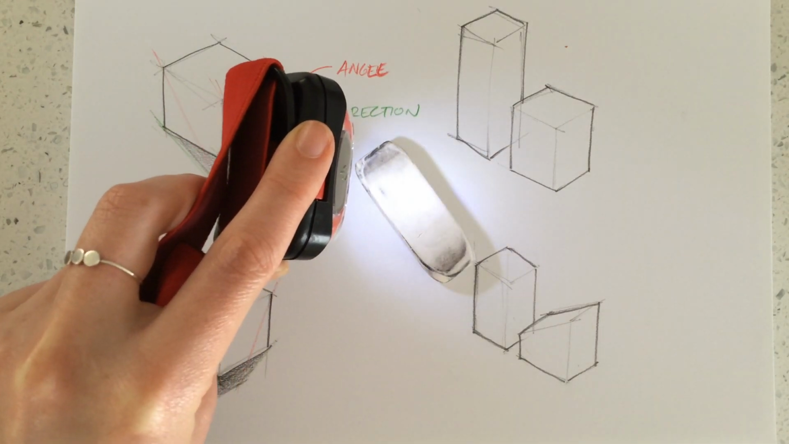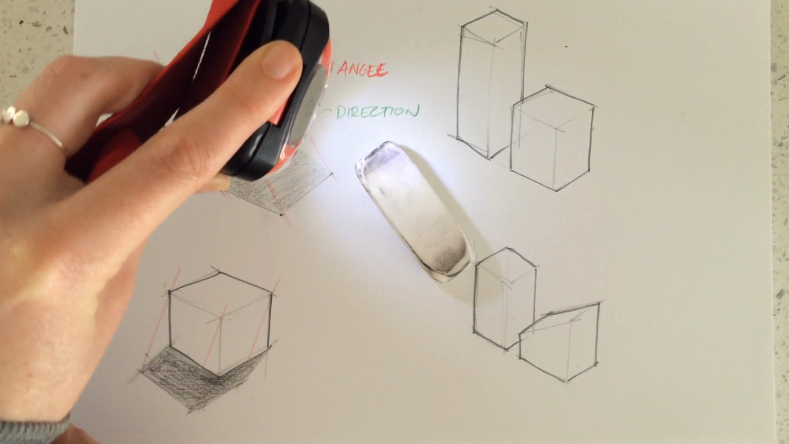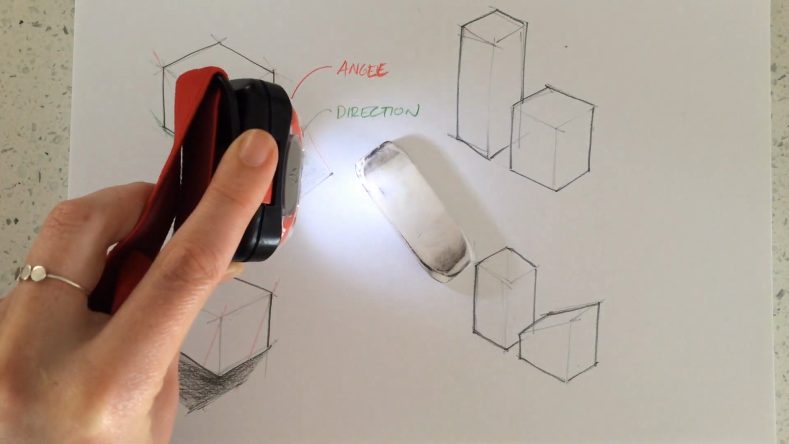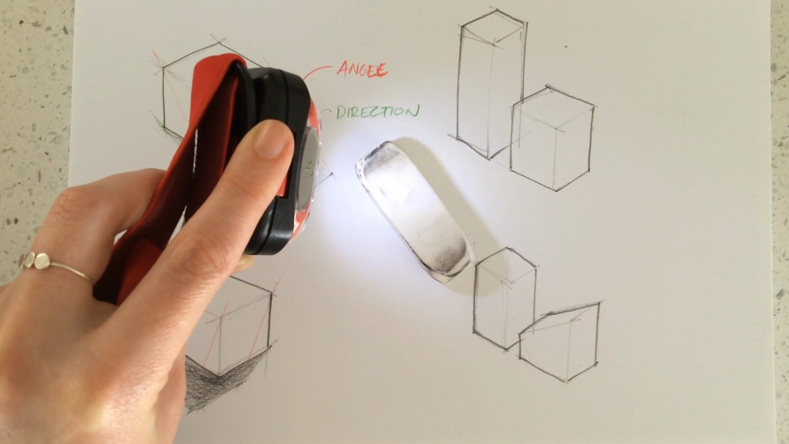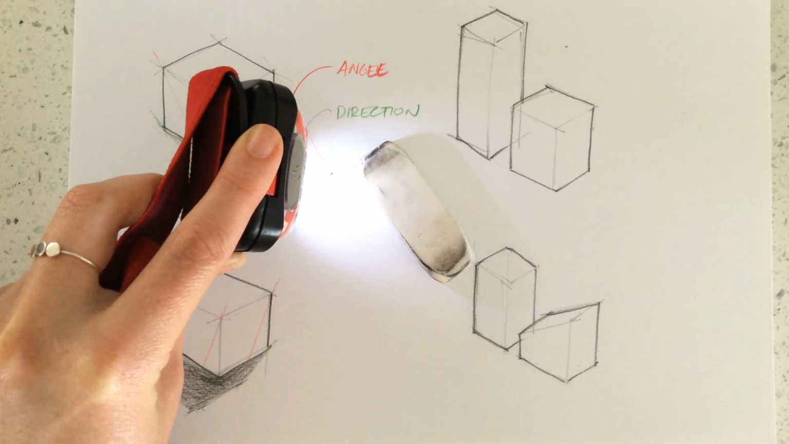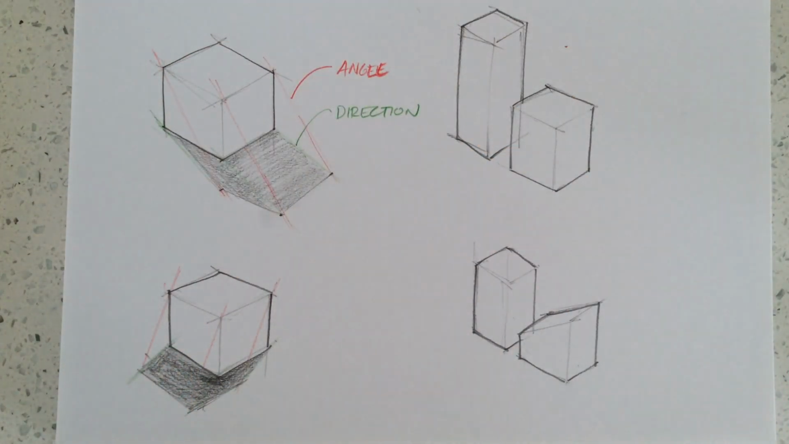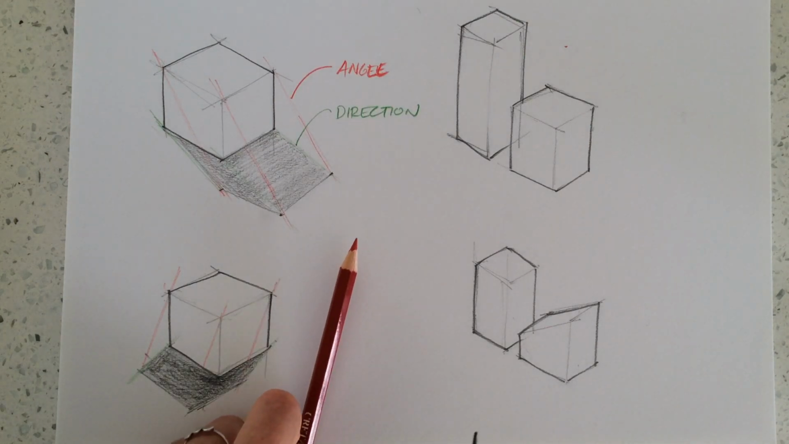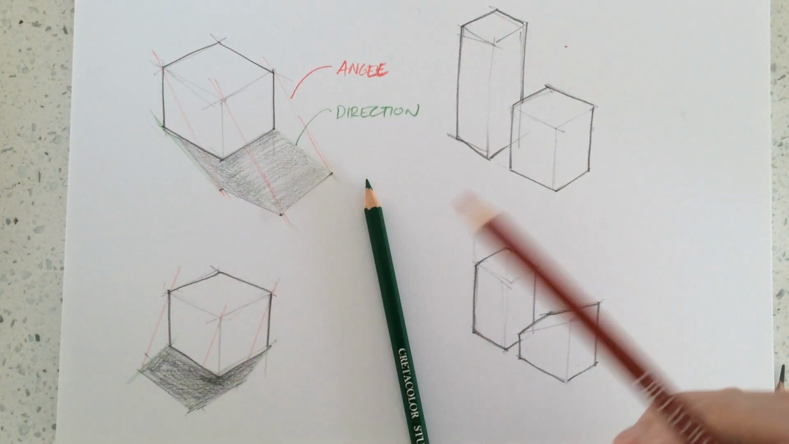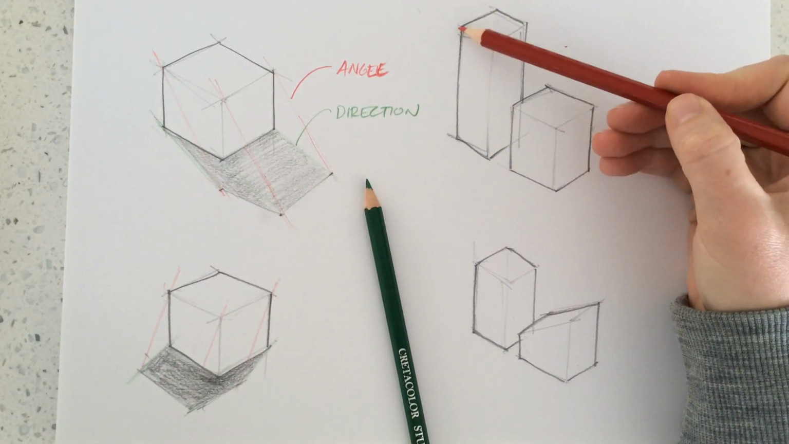Okay, so we have to decide on where our light is coming from, the angle of it, and the direction before we can actually set out the shadow. So I'm going to do these two forms that are a different height, and you can see they'll have the same light direction and angle, and how the shadow changes from that. I'm going to use different colors so it's easier for you to see.